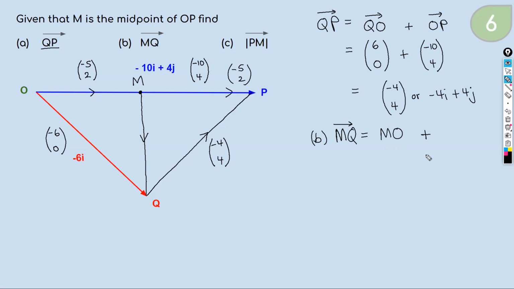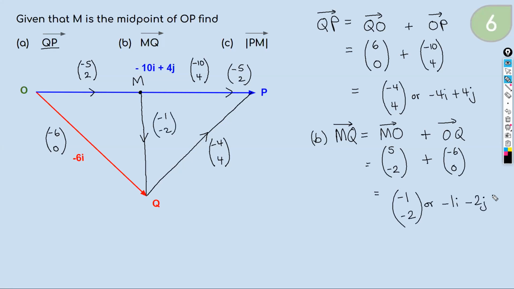Same rules apply. If we go against the arrow, we have to make the signs the opposite. M to O, we're going against the arrow. So this value becomes the opposite. And O to Q, well, it's with the arrow. So let's see what we get here. Out of the two top values, 5, well, a plus and a minus is a minus. So 5 minus 6 is minus 1. Minus 2 plus 0 is minus 2. How many people got this one? Minus 1, minus 2. And once again, you can write it like this: minus 1i minus 2j. All right.